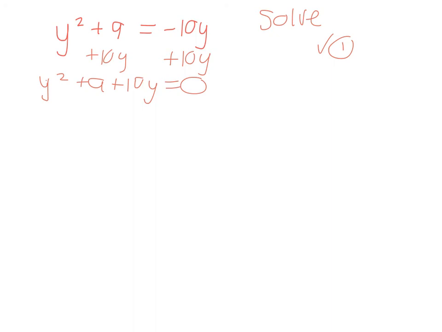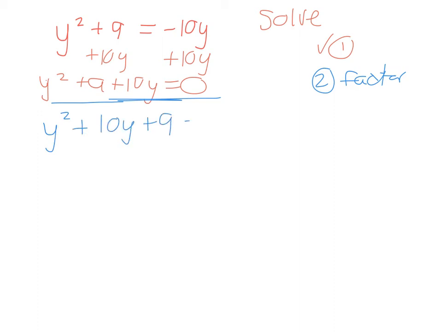At this point, I'm on step 2, which tells me to factor, and I do not have a GCF, so I'm going to factor a trinomial. However, it's not in the right order to factor the trinomial, so I'm just going to rearrange it. Y squared plus 10y plus 9 equals 0. Now I'm ready to factor with product and sum. Product is 9. The sum is 10. The numbers are 9 and 1.